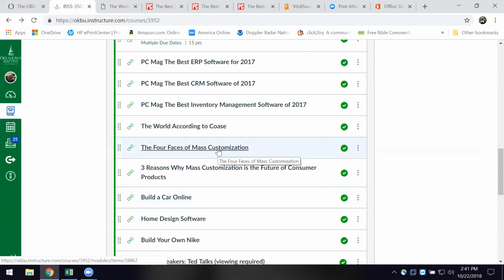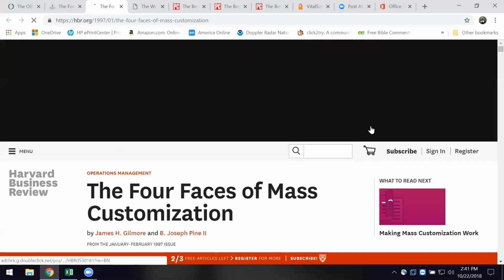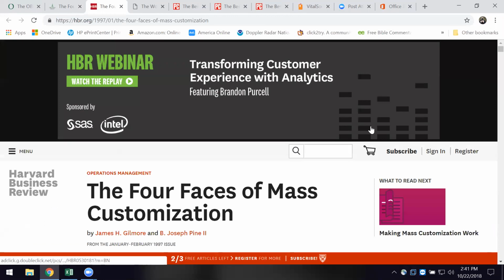Let's move into something that I think is quite important. When you hear about mass customization, what does that phrase mean to you? Mass customization. What do you think it's saying? Mass customization.